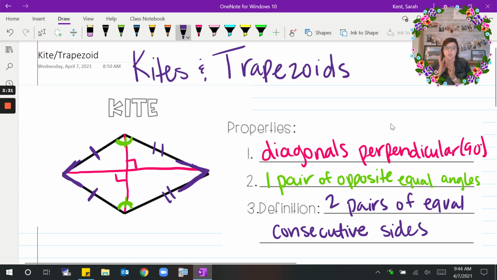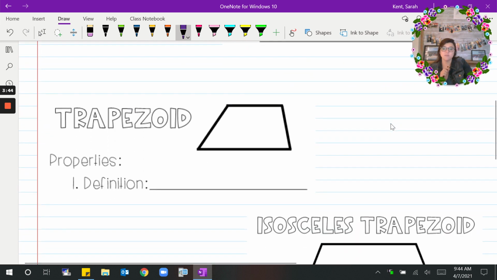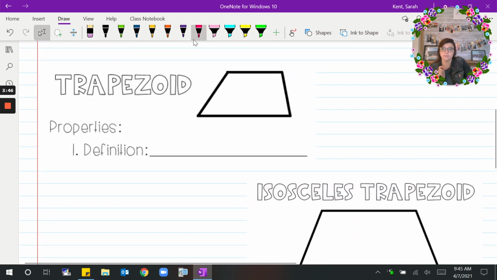All right, kites are weird, I know. So if you've got questions about that, let me know. All right, and then our last shape are trapezoids. So first we're gonna look at just a trapezoid. Then we'll get to that piece down there. So just a trapezoid, what makes a trapezoid is that it has one pair of parallel sides.